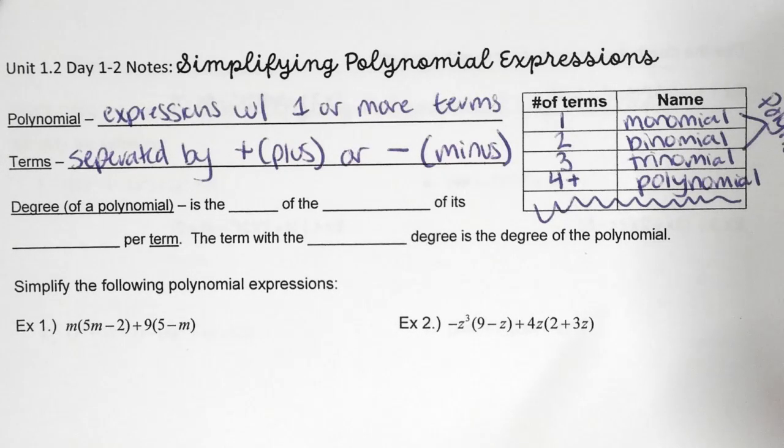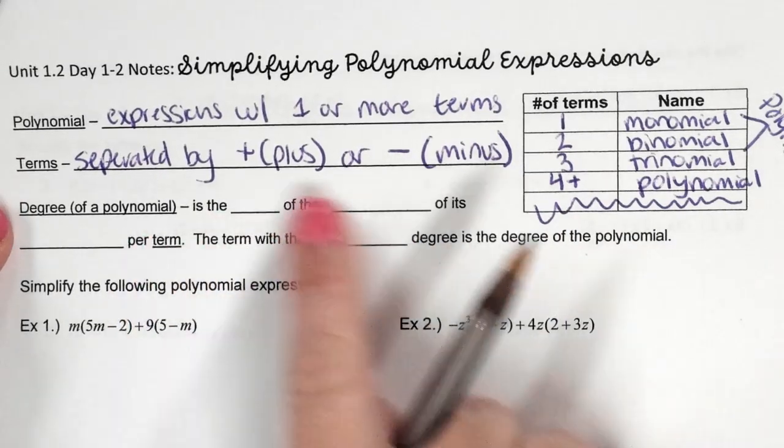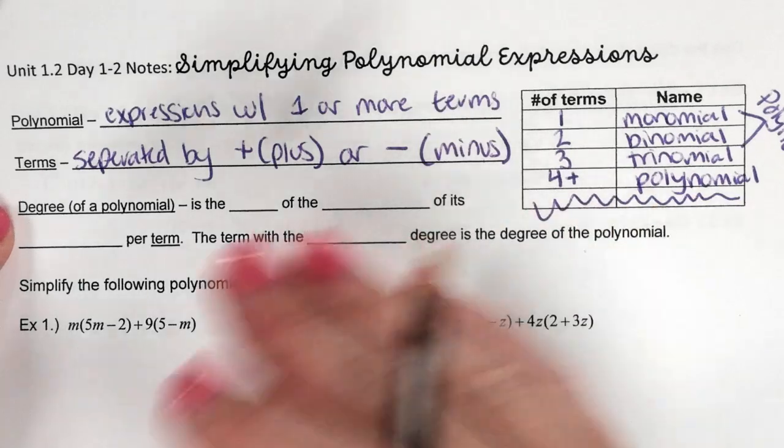So if we have 3x plus 2, that's two terms. Yes? 3x, how many terms is that? 1. There was no plus or minus. Okay? So degree, this is going to sound really confusing until I show you what it means. And once I show it to you, you'll understand what I'm saying.